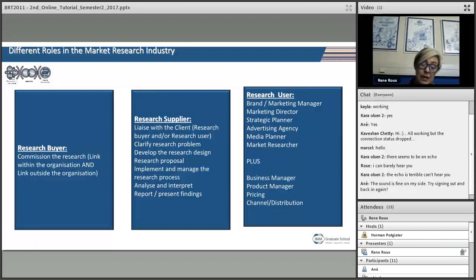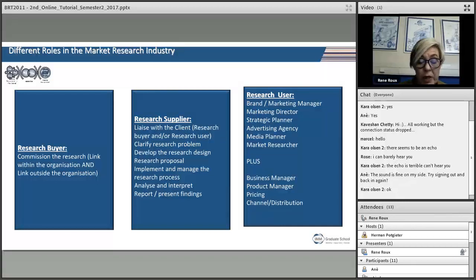The research user sits within the organization. It is the person who has the need for the information. And quite often the research buyer and the research user is the same person, but not always. An example is you can be the market research manager for BMW, and you will get a research request from a product manager on a new prototype.